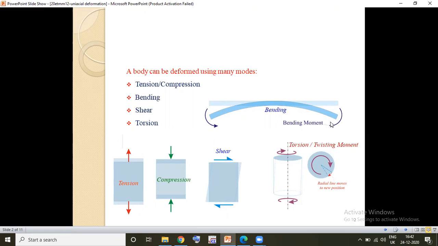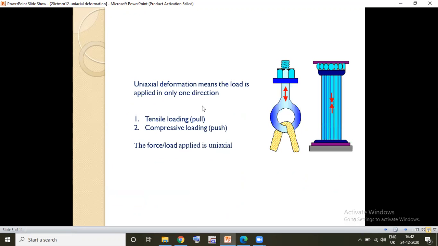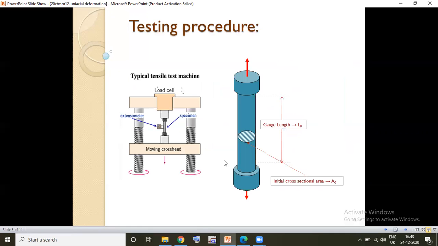The load is acting in only one direction, as you see here in tension and in compression. So uniaxial deformation means the load is applied in only one direction. Basically, we know that pulling an object is nothing but tensile loading, whereas pushing an object is nothing but compressive loading. So here the force or load applied is uniaxial.